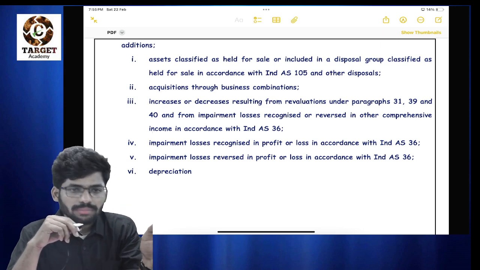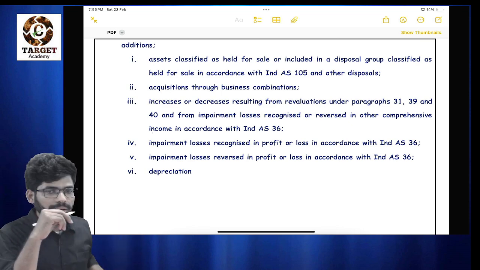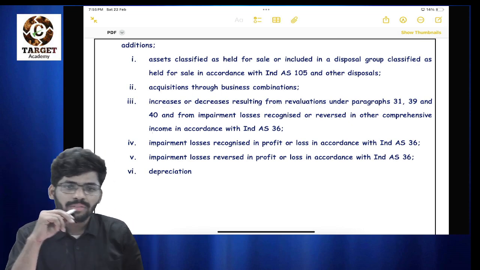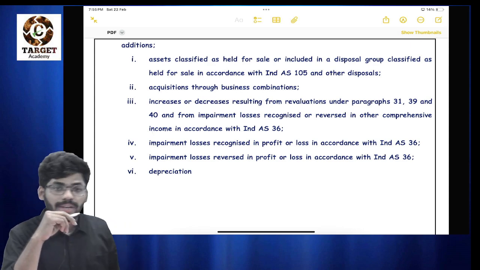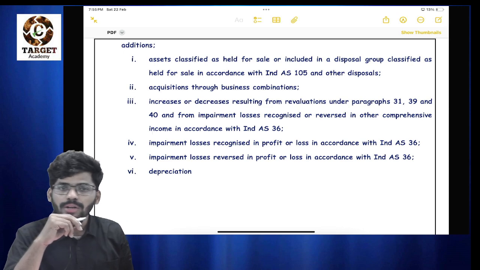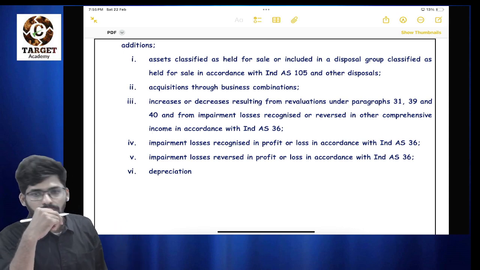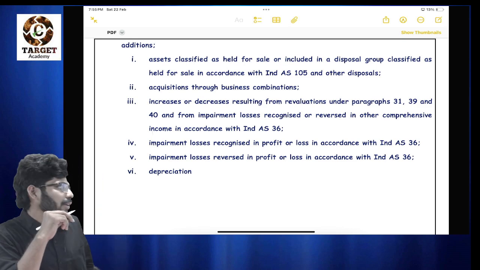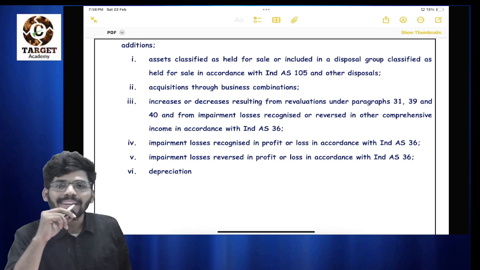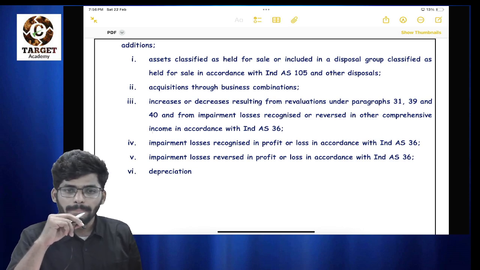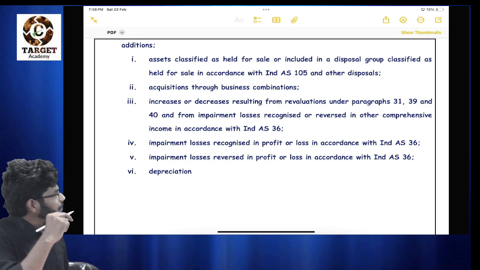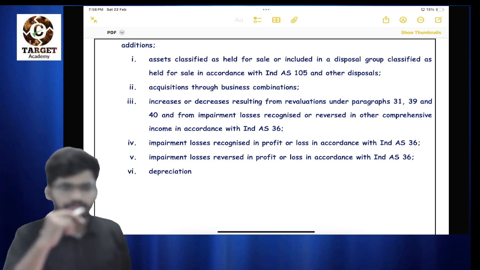That's it. We have Ind AS 1, presentation of financial statements. In that standard we will discuss what we need to present, everything. That is not there in our syllabus, only at CA Final level. So this completes Ind AS 16. Nothing more is required than this. Please go through this, it is more than enough for our exam.